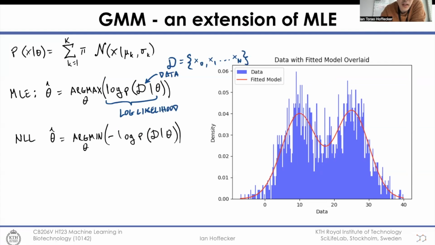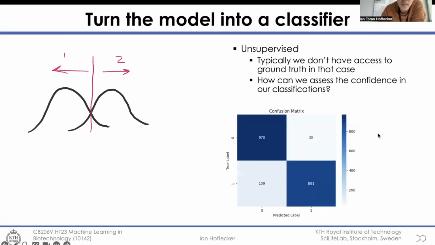So our goal then is going to be finding these parameters. And if you do that, you'll get this nice fit here. So this is the mixed Gaussian model, overlaid on top of the data.